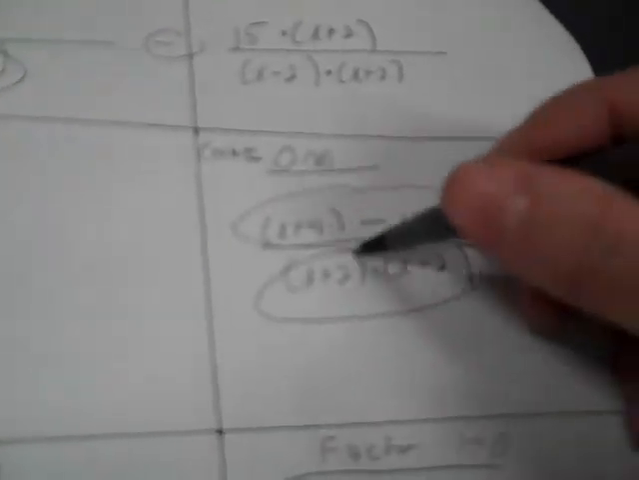So what I do is I jot that down. Make your dividing line, and then put what was in the denominator, which was x plus 2 times x minus 2. Because this turned into this, which turned into this, and we're good. None of the parentheses cancel.